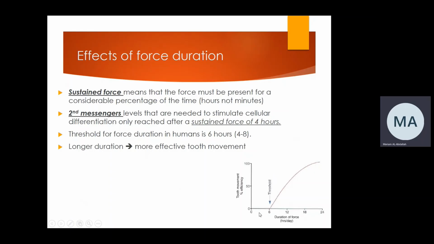Nothing will happen. So if you're having a removable appliance and you're putting it on and off, every time it hurts you take it out and then in and out, then you will have no tooth movement. The appliance will be inefficient. You need the appliance to stay at least 6 continuous hours before you start to have some effect. So this is the threshold, 6 hours. As you increase the time, you increase efficiency. If you wear it 24 hours, you will have perfect efficiency, 100% efficient tooth movement.